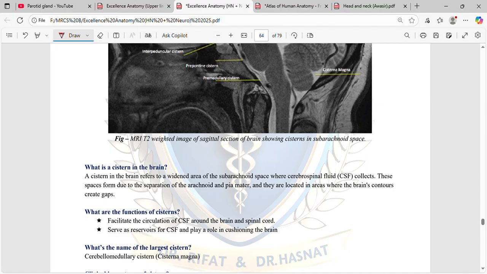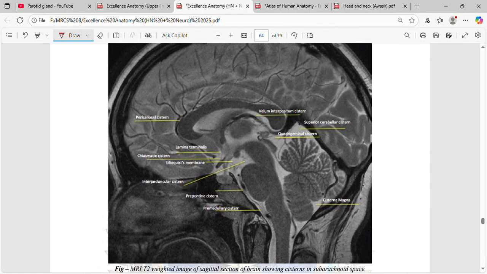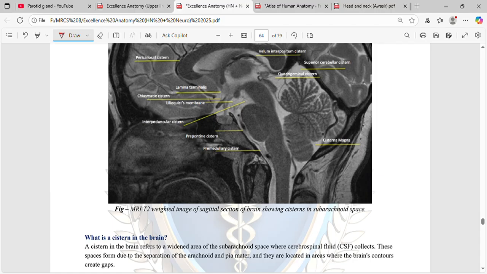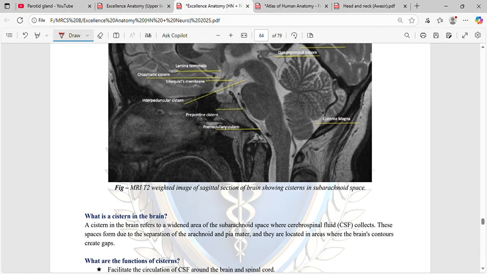So there is a space which is called a cistern, and it is formed by the separation of the arachnoid and pia mater. You can remember this definition like this: cisterns are the widened areas in the subarachnoid space where cerebrospinal fluid collects, and this is formed by the separation of the pia and arachnoid mater.